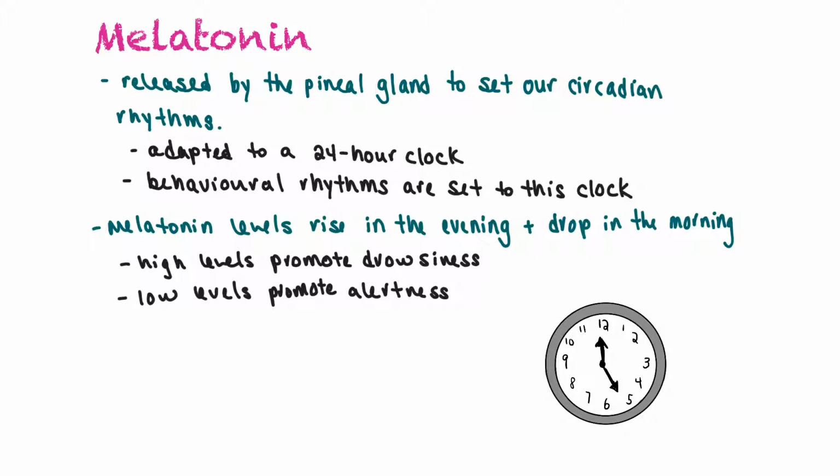So our melatonin levels rise in the evening and then drop again in the morning. So high levels of melatonin promote drowsiness and low levels promote alertness. Now, if you've ever gone on a long trip where there's a time change, you sometimes experience something known as jet lag. It's because our 24-hour clock is set for where we came from, and the time is different in the new spot. So it could take a few days to actually get our melatonin levels leveled off again to be used to the new time change or time zone.